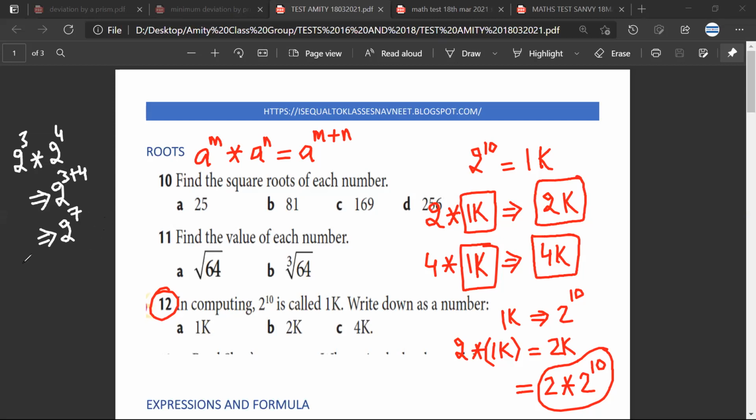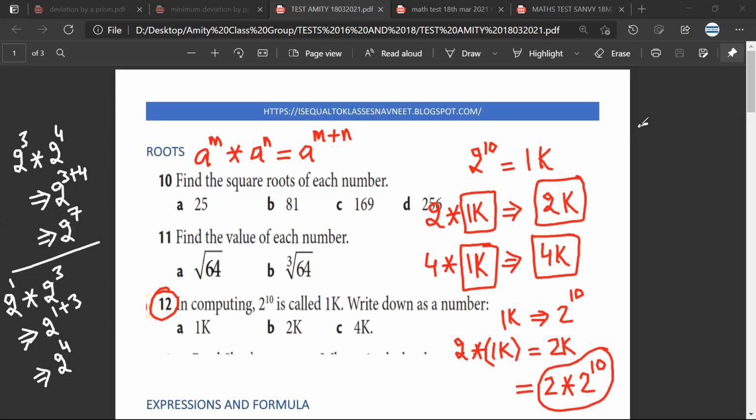Is there any confusion about this, Soumya? So what would be 2 into 2 raised to power 3 equal to? It will be equal to 2 raised to the power 4. Soumya, any doubt? No.